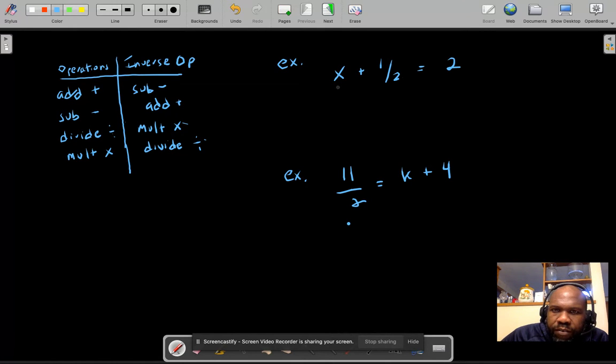Okay, so we have the first problem here of x plus 1/2 equals 2. So we're basically finding what number plus 1/2 equals 2. Remember we said this is the operation on this side and this is the answer. So the operation is addition. What is the inverse operation? That is subtraction. So we would have to subtract 1/2 from both sides of the equation, from the answer and the expression side.